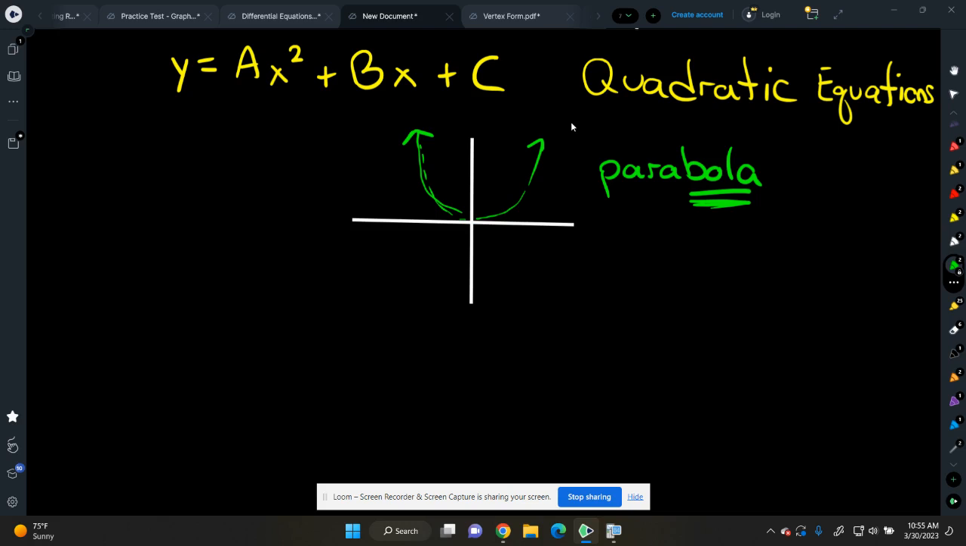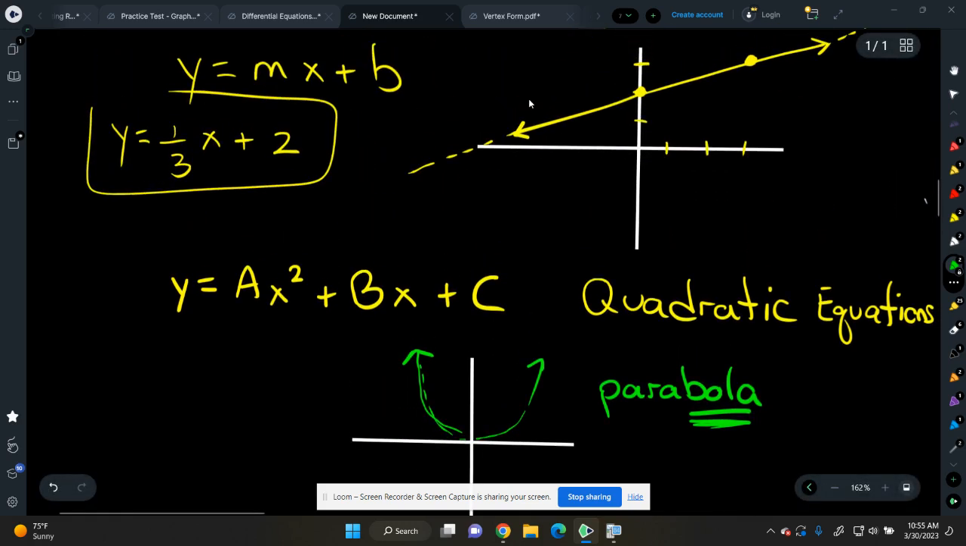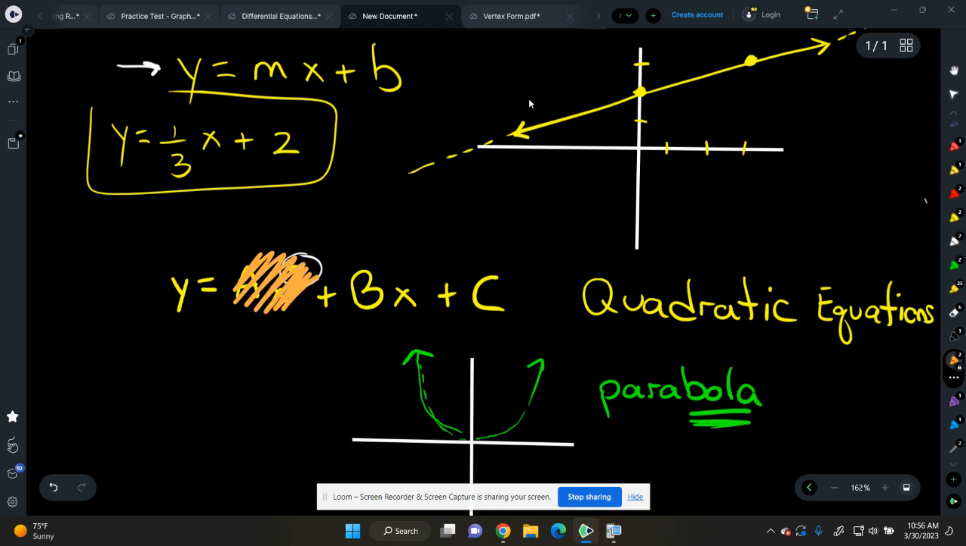So let's talk about, well, first off, how do I know? If I look at this equation, the thing that is significantly different about this equation and that equation is that I have an x squared. That's a significant difference. If that wasn't there, it would look like a line. bx plus c, that's the same thing as mx plus b. It would be a line. But because I have that x squared, I know it's a parabola.